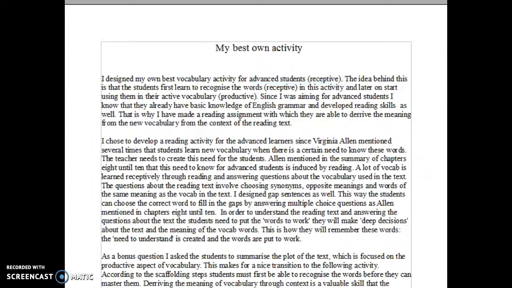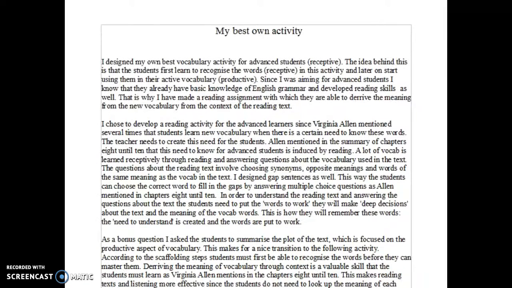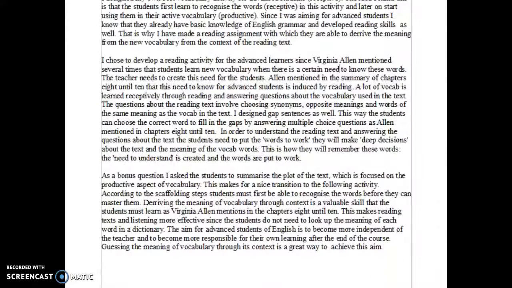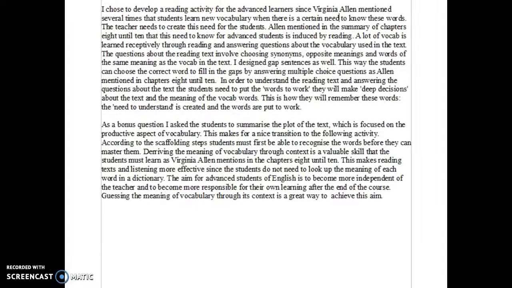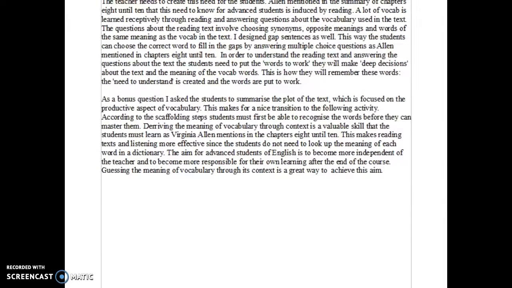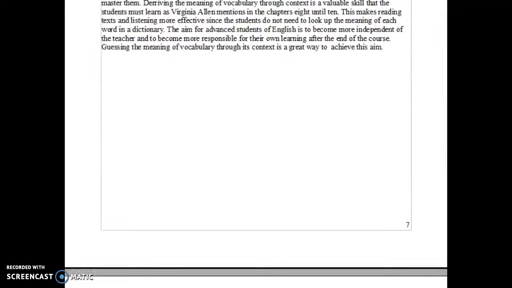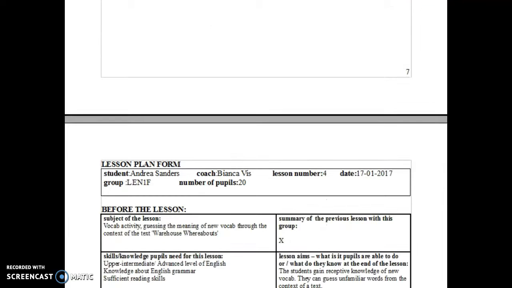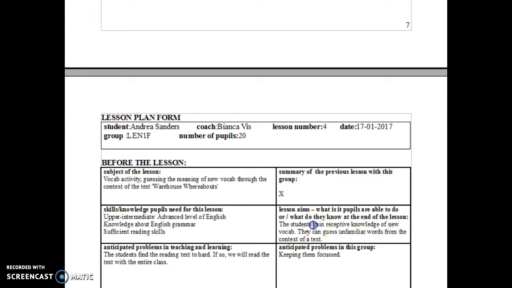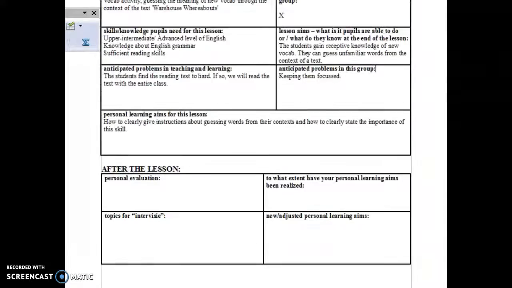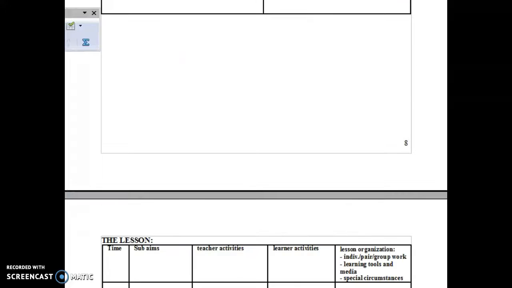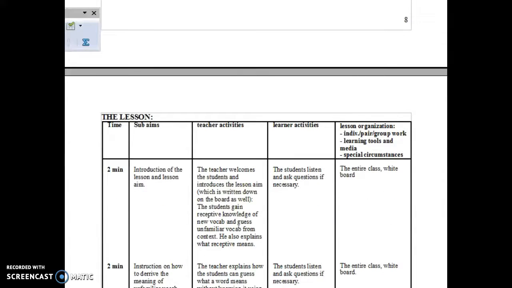I used a reading text to do so, because Virginia Allen mentions in chapters 8 till 10 that in order for students to learn new vocab, they should feel a need to learn. And for advanced students, this need to learn basically comes from reading texts, which is why my lesson aim is that the students gain receptive knowledge of new vocab and can guess unfamiliar words from the context of a text. So I made a reading text, which I wrote myself.